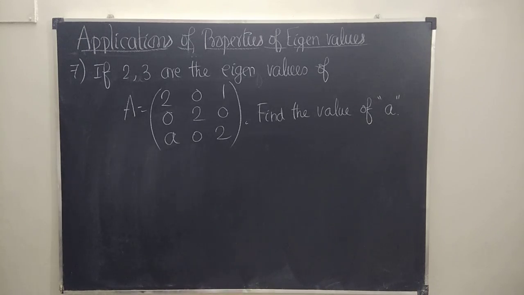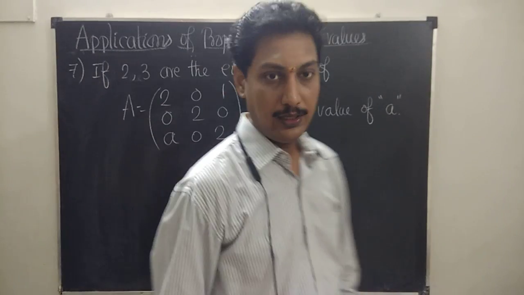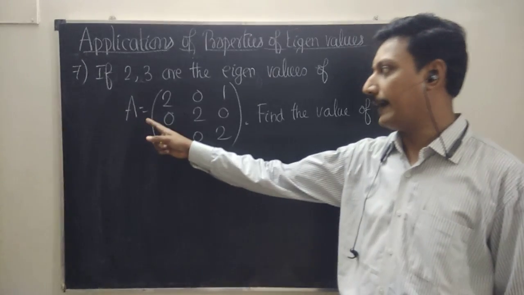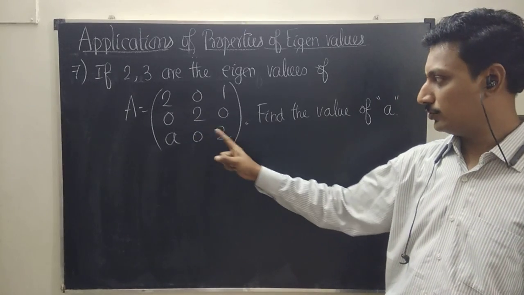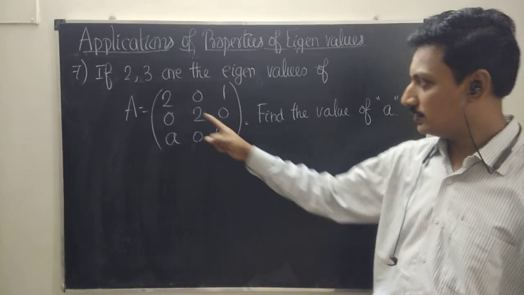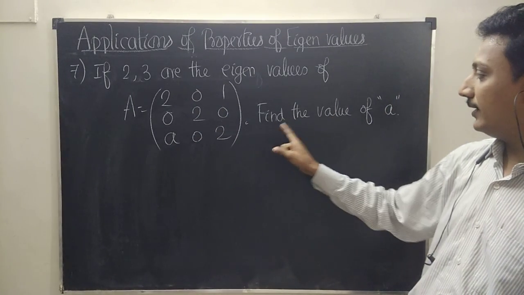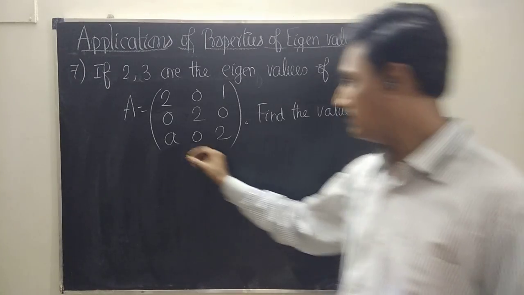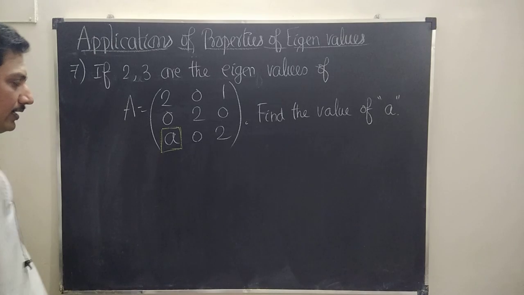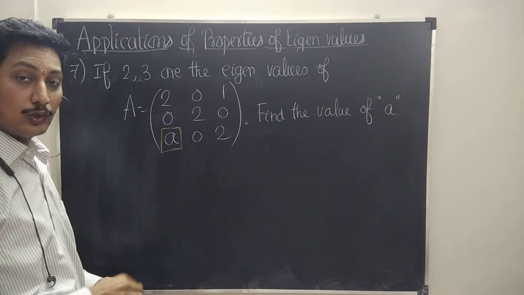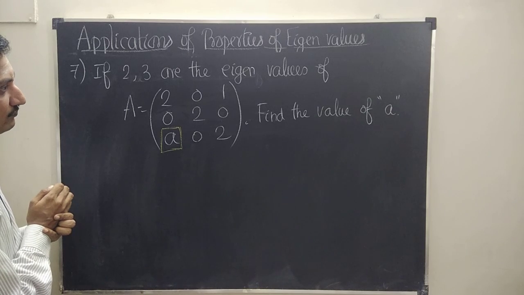The seventh problem: if 2 and 3 are the eigenvalues of the given 3 by 3 matrix A, with rows 2 0 1, 0 2 0, a 0 2. Is this upper triangular? No. Is it lower triangular? No, because here we have a. My question is, find the value of a. Some unknown, a, is there. So how do we get this value?